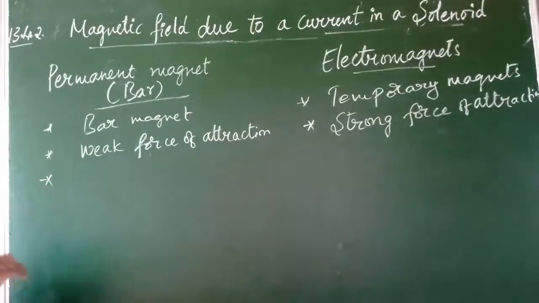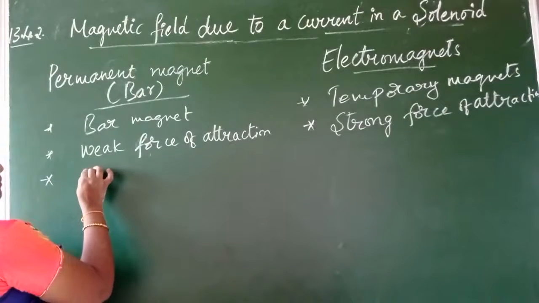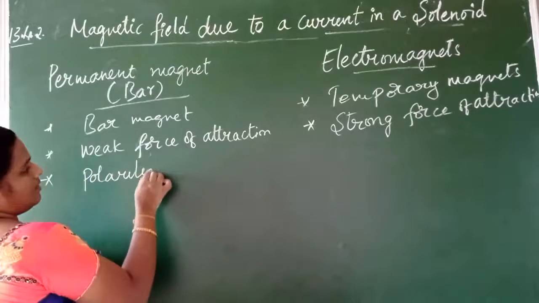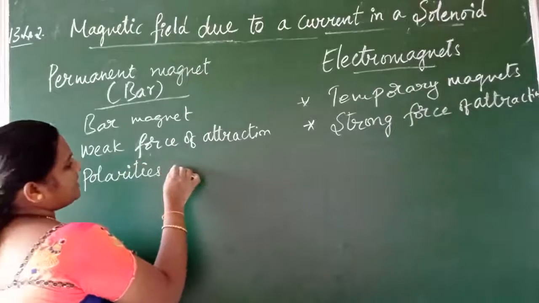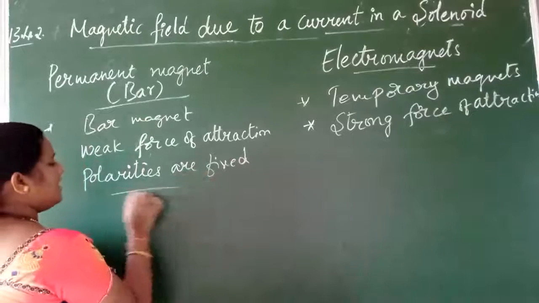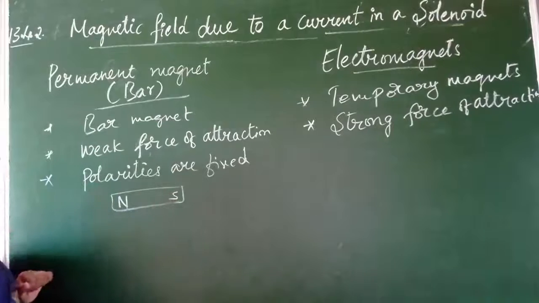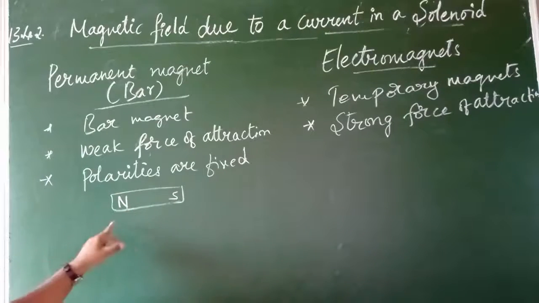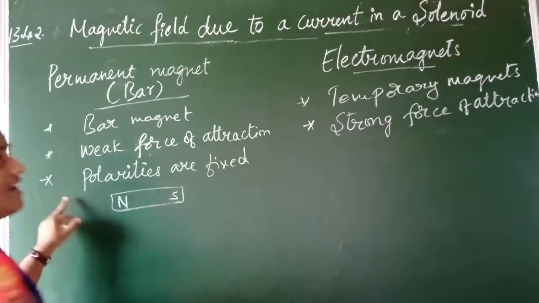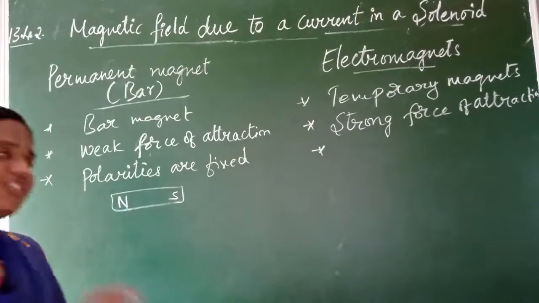Generally, permanent magnets have fixed polarities. For example, children, this is a bar magnet. If this is north and this is south, we can't change these poles. We can't change the two sides of permanent magnets, whereas in the case of electromagnets, the polarities can be changed.